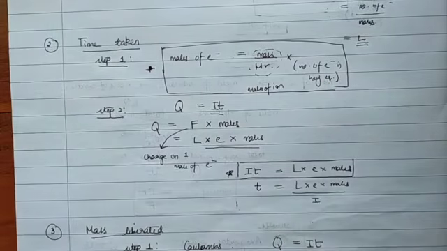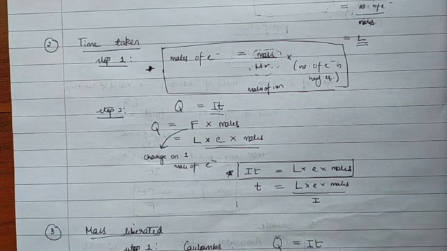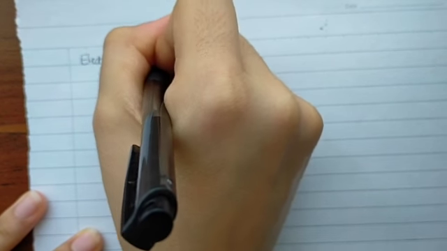So there are all the calculations done. Now let's move on to some of the theory-based knowledge that you need to know for electrolysis. So let's start with electrode potentials.